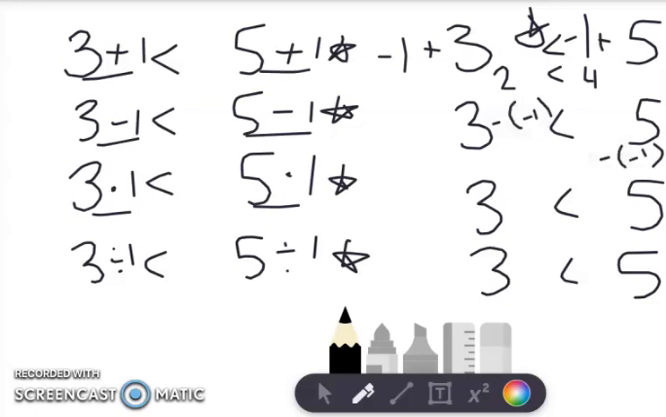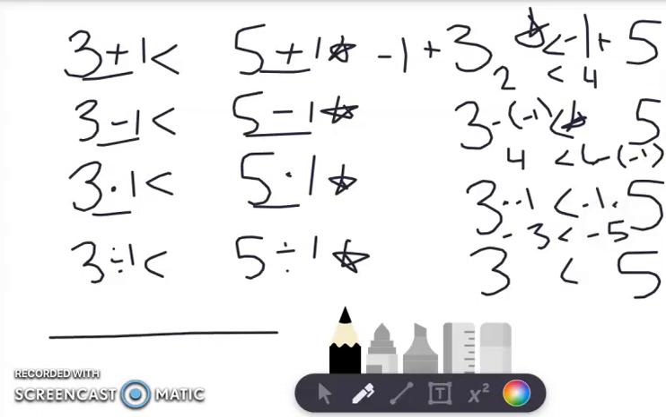I'm making a video. All right, so we get 4 is less than 6. Ooh, still true. Yes. All right, let's times it by negative 1. We get negative 3 is less than negative 5. Oh boy, that one is not true. If we have a number line here, and this is 0, negative 1, negative 2, negative 3, negative 4, negative 5. Negative 5 is the smaller number, and negative 3 is the bigger number. So that one is not true.